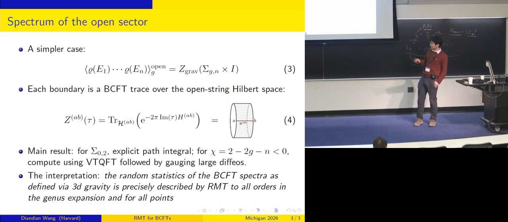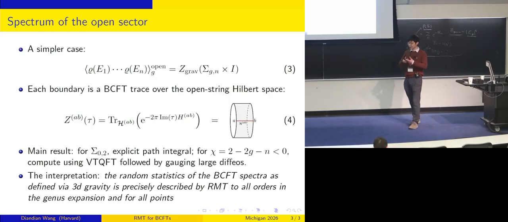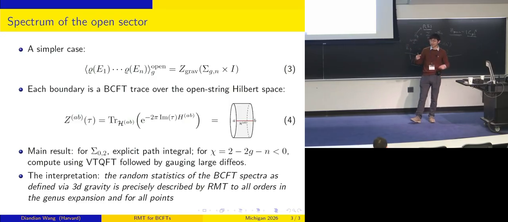The proposal is that they're related to gravity on sigma Gn cross an interval. One of the reasons these are the relevant manifolds is that each of them has n annular asymptotic boundaries. We're interested in annular partition functions because if you look at the open string and take the trace over the Hilbert space, that gives you the annulus. So if you compute n correlations, that corresponds to a manifold with n such boundaries. That's the expression: the trace over the Hilbert space.